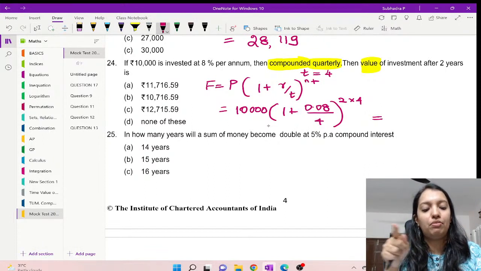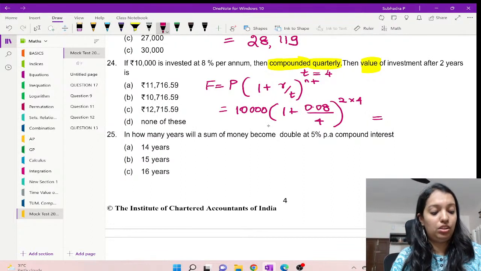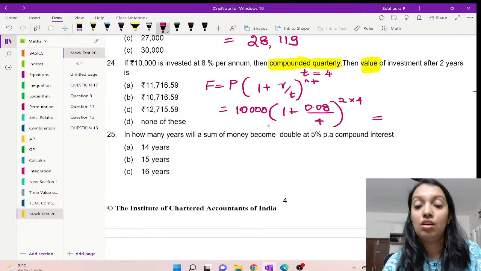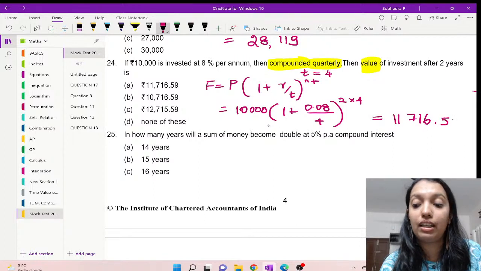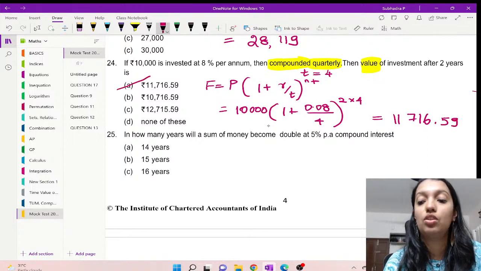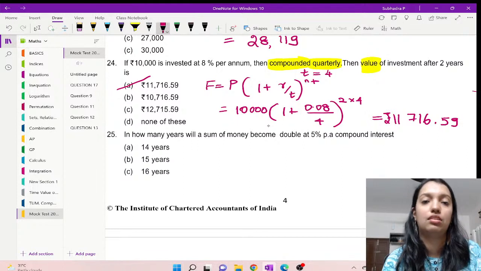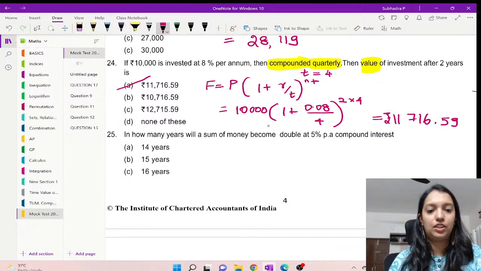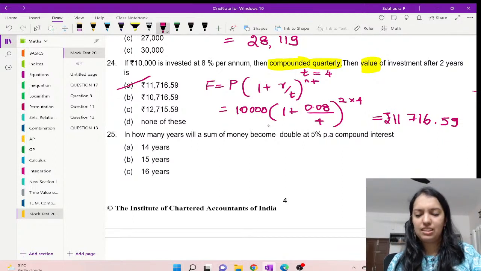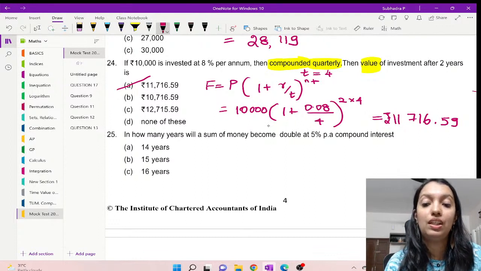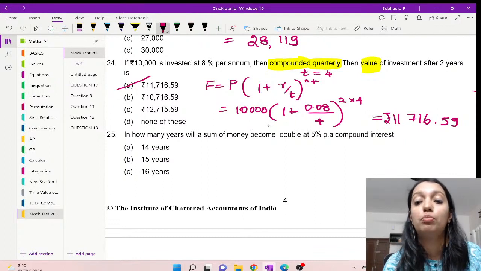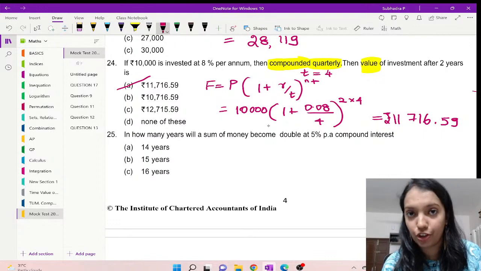I got 1.1716 something. Multiply that with 10,000. You will get your answer as 11,716.59. And this is option A. This is rupees. So the correct answer for this question is option A. Simple question, just that it is compounded quarterly. Students will divide it by 4, but will forget to multiply the power by 4.